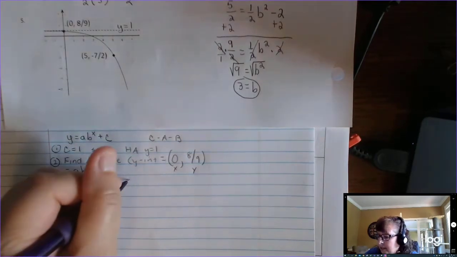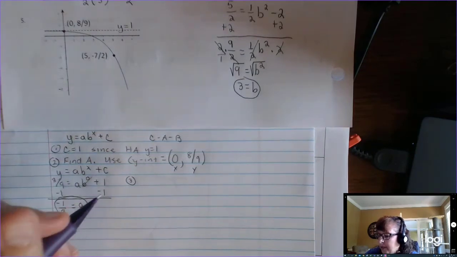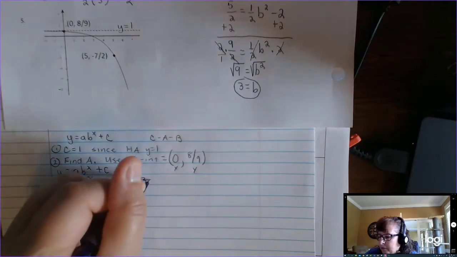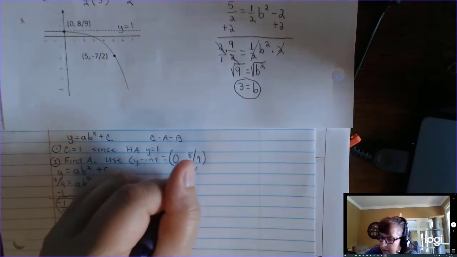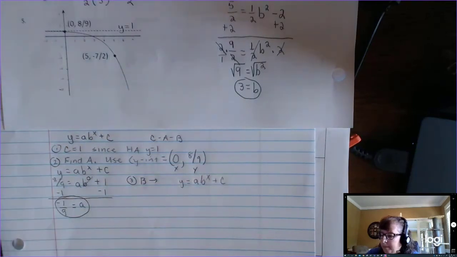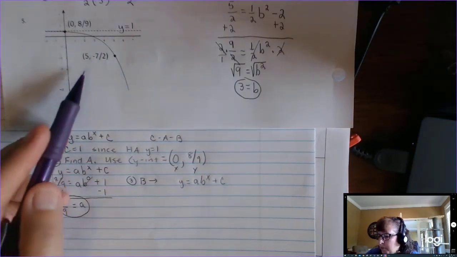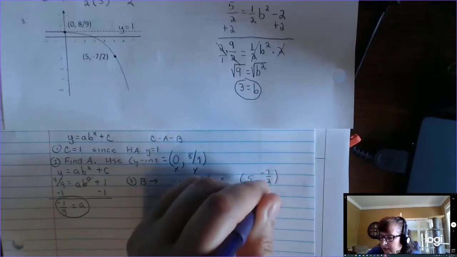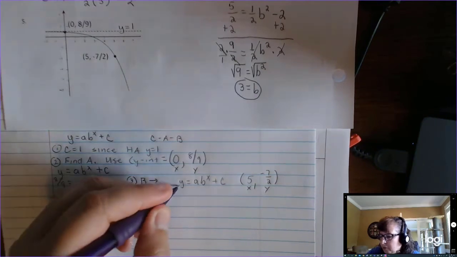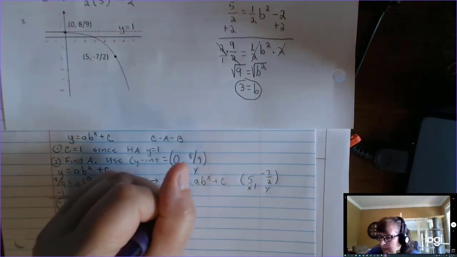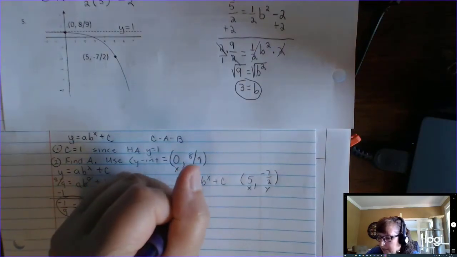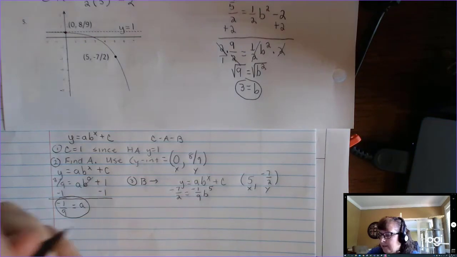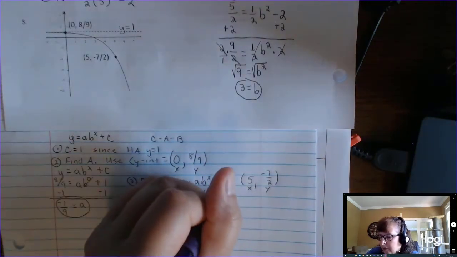Okay, next thing, c. We found c, we found a. Step 3, you need to find b. So for b, we're going to use y equals a b to the x plus c, and we're going to pick another point. The point that you were given here is 5, -7/2. So that's our x and that's our y. We'll put -7/2 in for y. A is -1/9. B we don't know. X is the 5, and then c is 1.